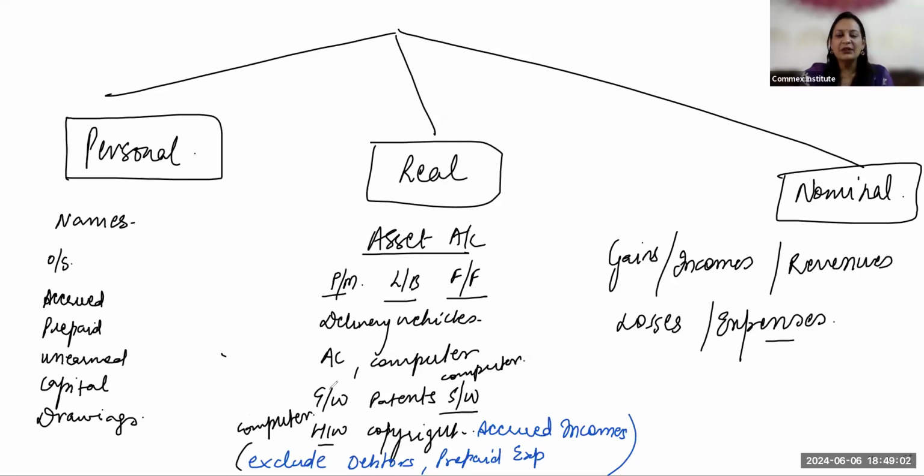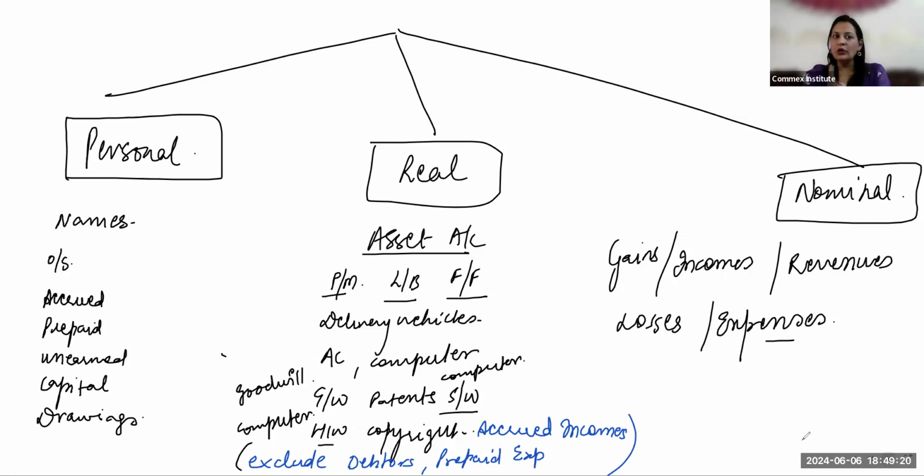Computer hardware, and GW is of course goodwill. Very important intangible asset. Intangible assets are the assets which we cannot touch and see. But they do have a lot of value for the business. Those are all our real assets.